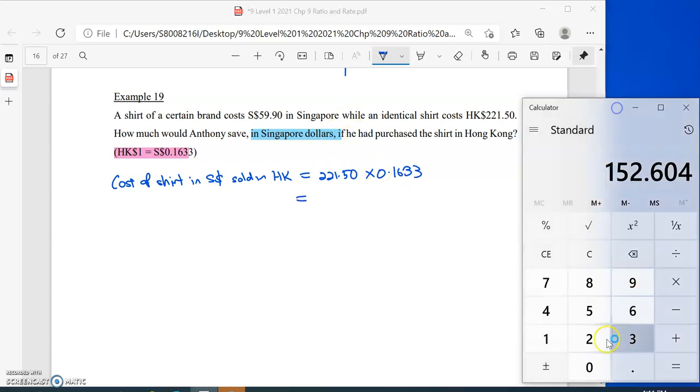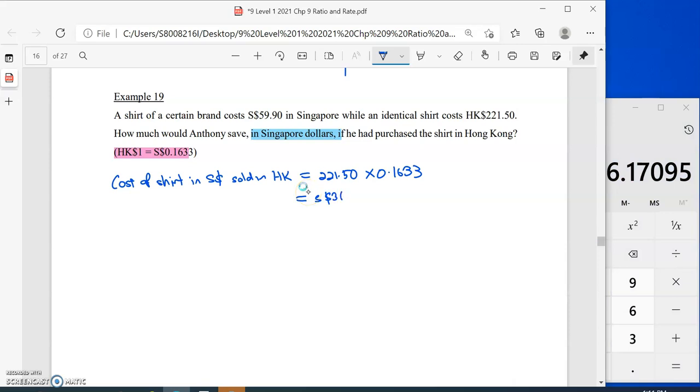All right, we know in Hong Kong it is 221.50, and the exchange rate is 1 Hong Kong dollar to 0.1633, so that will give us 221.50 multiplied by 0.1633. That will give us $36.17095. This is an intermediate step, so let's try not to round off as much as possible so as to make sure there is no rounding off error in the answer. Now, the cost in Hong Kong, $36.17095. The cost in Singapore, $59.90.